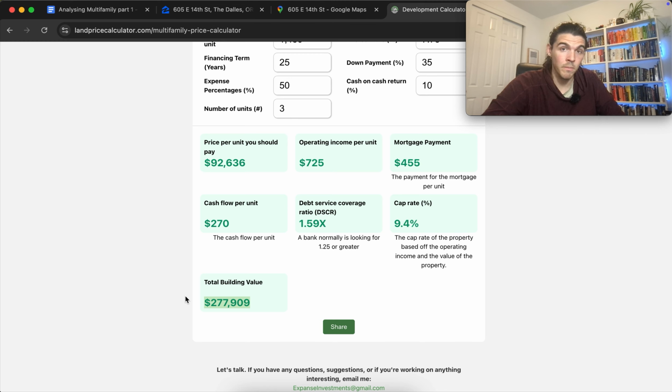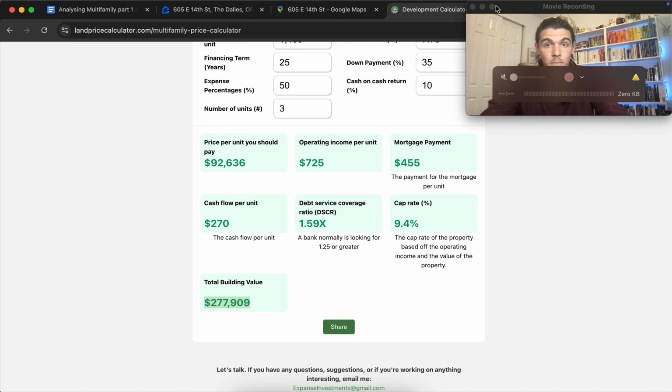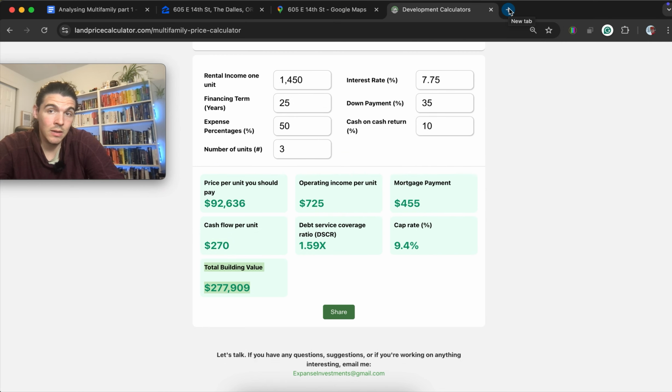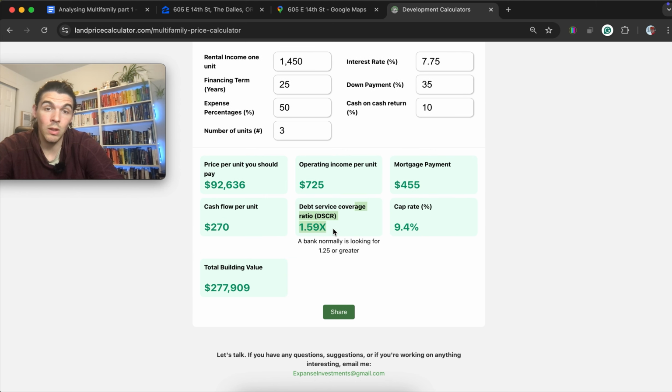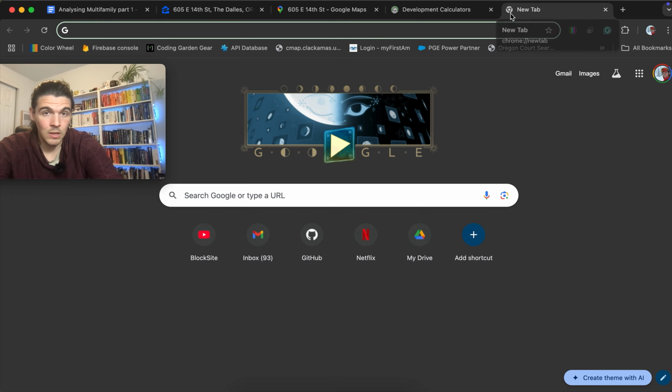But in total, we should be paying $277,000 for this building. Will it get it? I don't know. Maybe. We can look. I would like to make it a fair offer, which for us, if we can get it for $277,000, is fantastic because it meets all of our criteria. It gets us the 10% cash on cash return. We are well above the minimum on the debt service coverage ratio. But let's take a look.